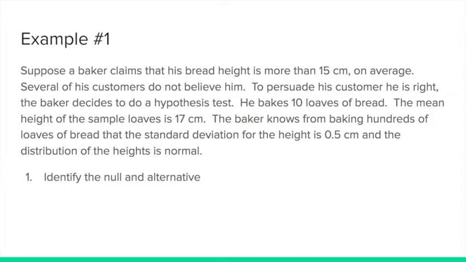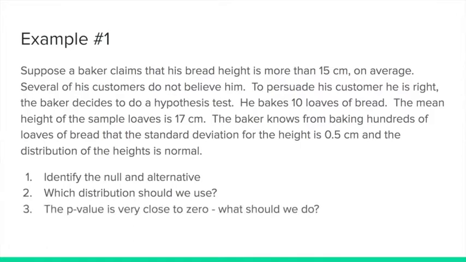Alright, so now we can put these together in the null and the alternative, right? The null will be less than or equal to, the alternative will be greater than. Which distribution should we use? Well, we're talking about a mean, and we are told what the population standard deviation is because he's baked hundreds of loaves of bread. He knows the standard deviation is 0.5 centimeters. So we'll use the normal distribution and a z-test for this one.